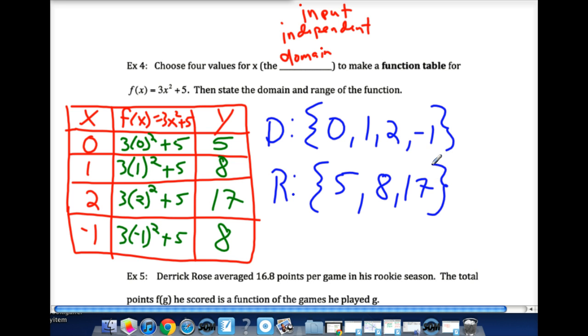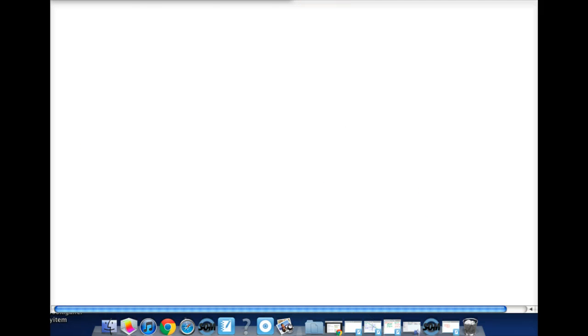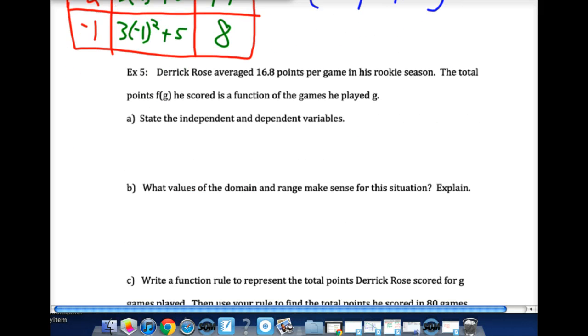All right. How many people think function tables are pretty easy? I do. Think and be careful when you do the math in this middle column. That's where the mistakes happen, when you rush it and you don't use parentheses, and you get goofy answers.